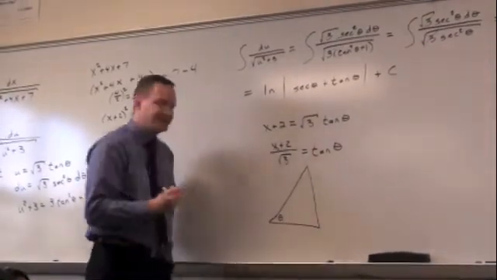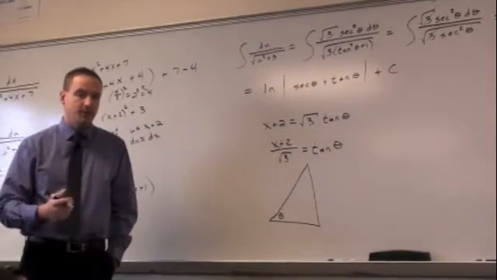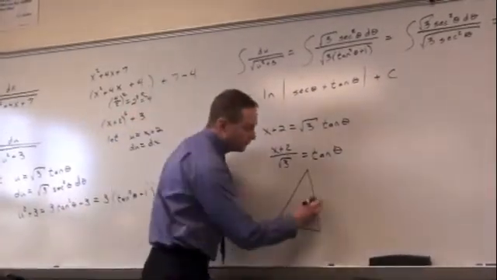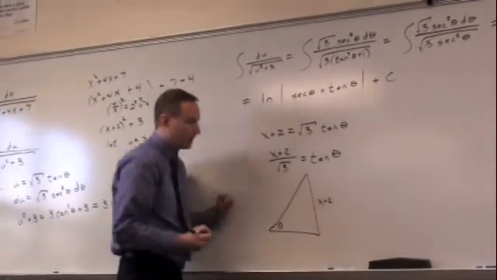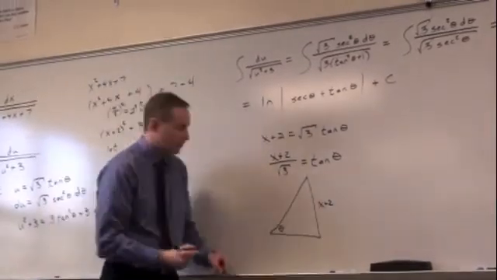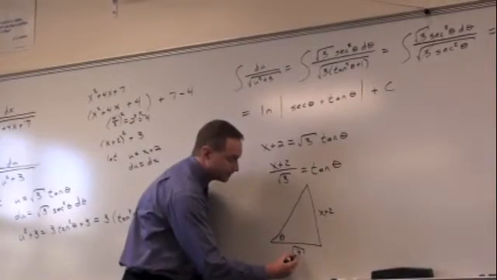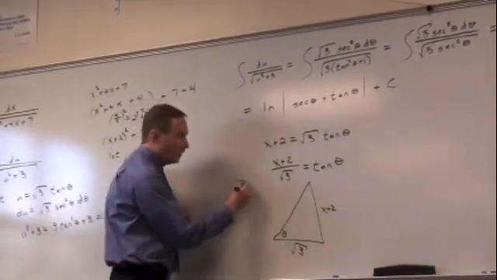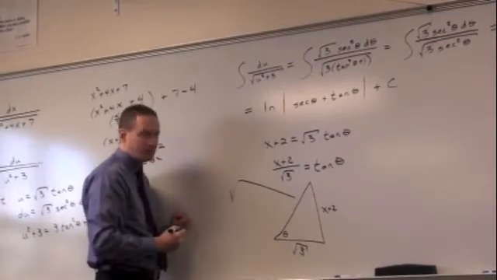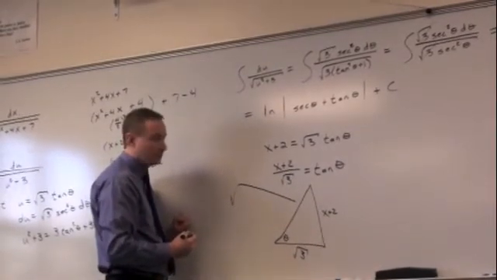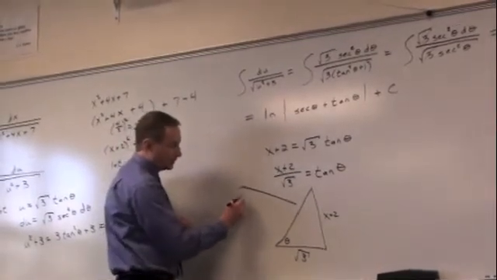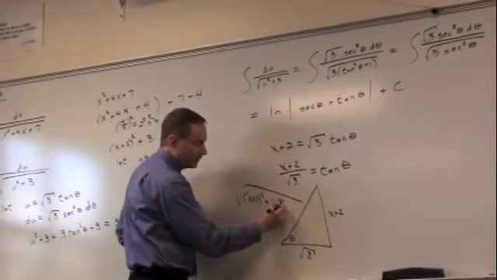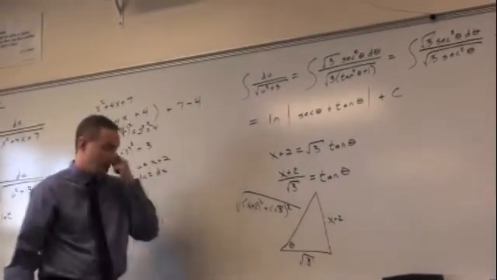Here's theta. The tangent of theta means opposite over adjacent. Opposite in this triangle is x plus 2. Adjacent is the root of 3. So our hypotenuse is always the square root of the sum of the legs squared. So that's going to be the square root of (x plus 2) squared plus the root of 3 squared.